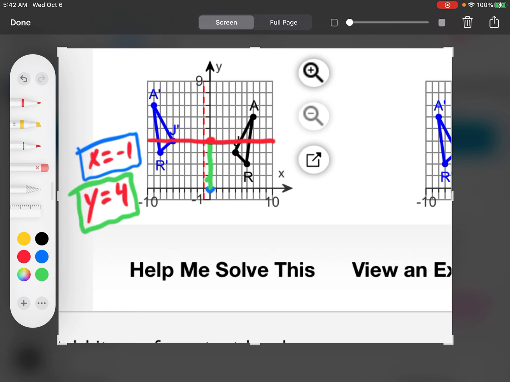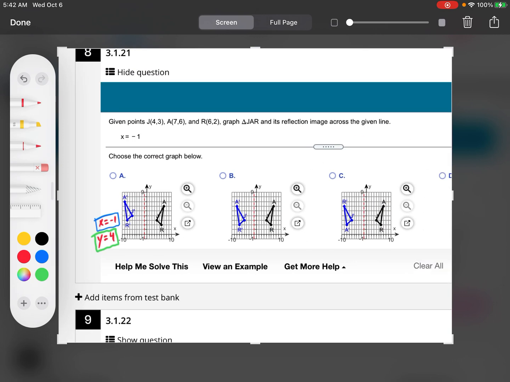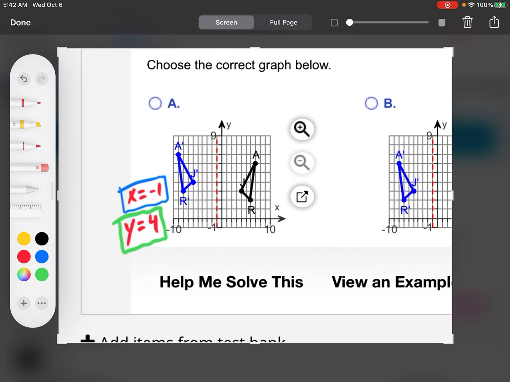Okay, so the only difference between this problem and the other ones we've done is that we're reflecting across a different random line on the screen. We're not reflecting across one of the axes. Okay, but it still works the same. You still have to count how far away the points are from the line of reflection and replicate that distance on the other side. So we can tell A is not the answer because the triangle has been shifted down 1 unit. Okay, so this is not the answer.